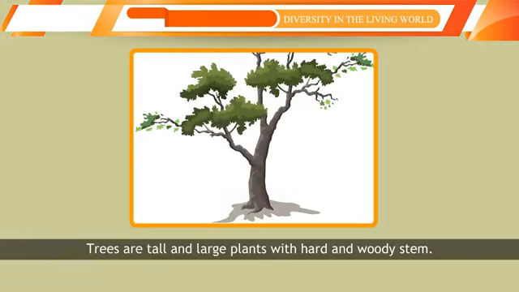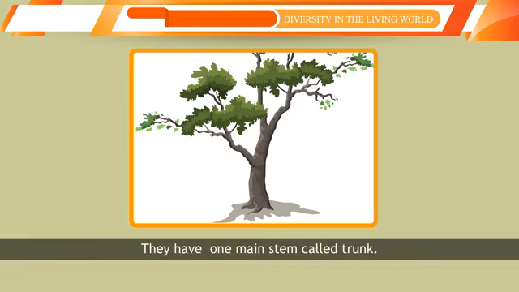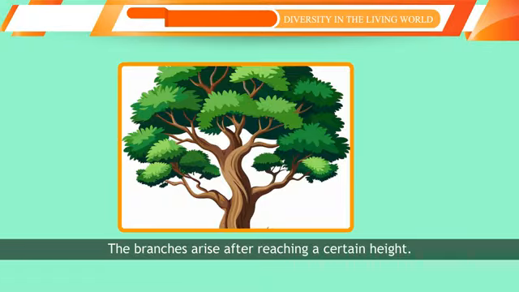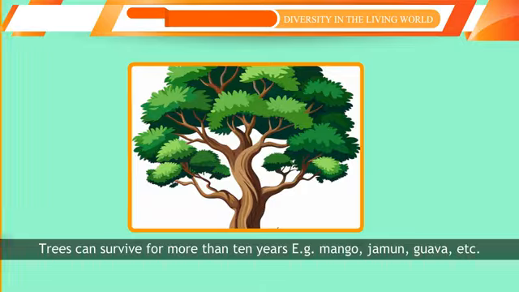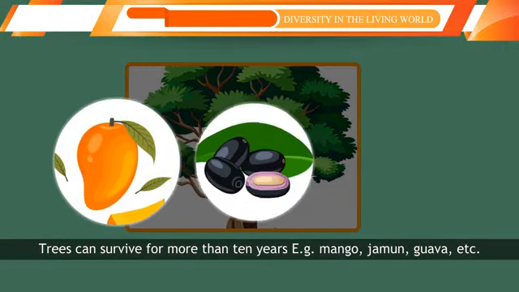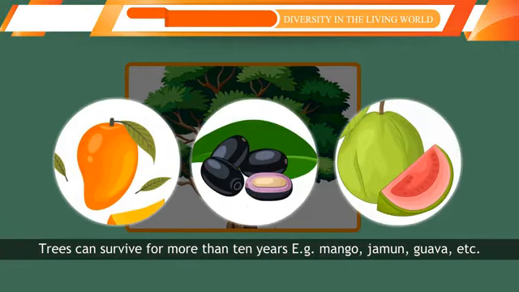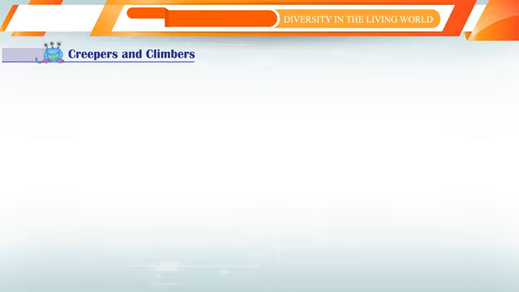Trees. Trees are tall and large plants with hard and woody stem. They have one main stem called the trunk. The branches arise after reaching a certain height. Trees can survive for more than 10 years. Example: mango, jamun, guava, etc.